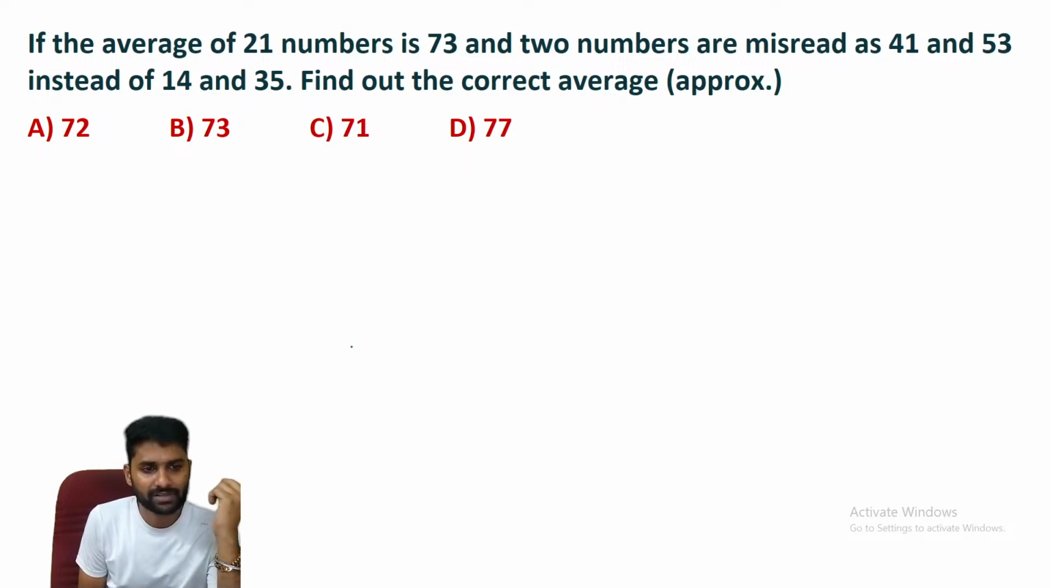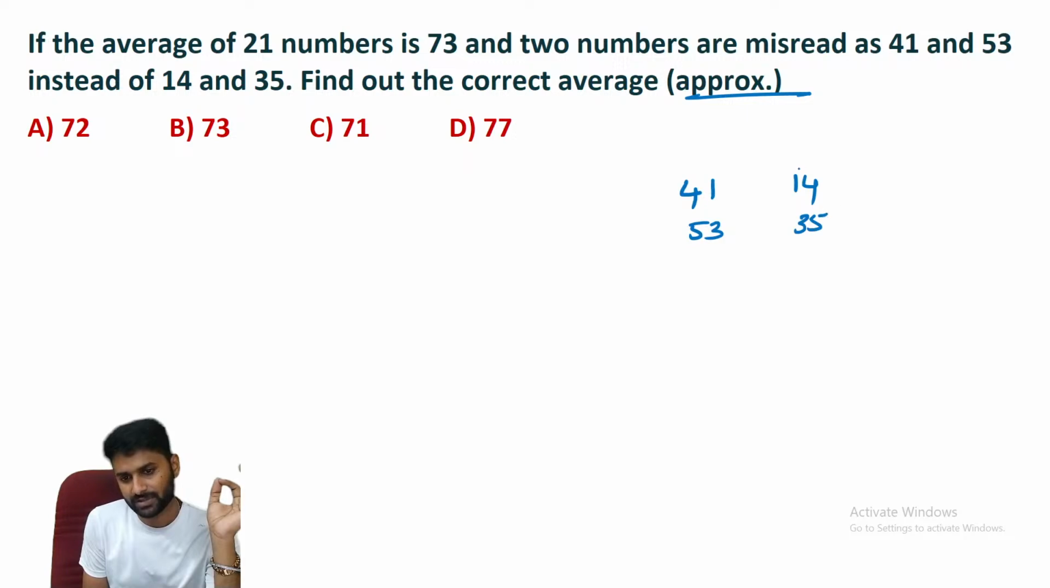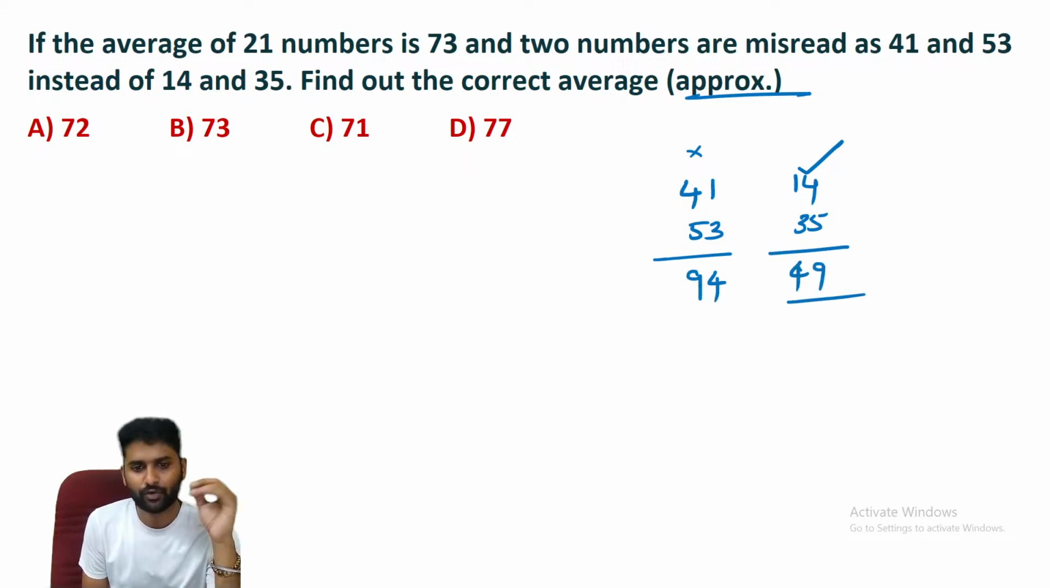I can see the average of 21 numbers is 73. Two numbers are misread as 41 and 53 instead of 14 and 35. Find out the correct average approximately. Guys, two numbers are misread, 41 and 53, instead of 14 and 35. These are the original values and these are the duplicate values. Now see, here the sum value is 95. Here the sum value is 49.